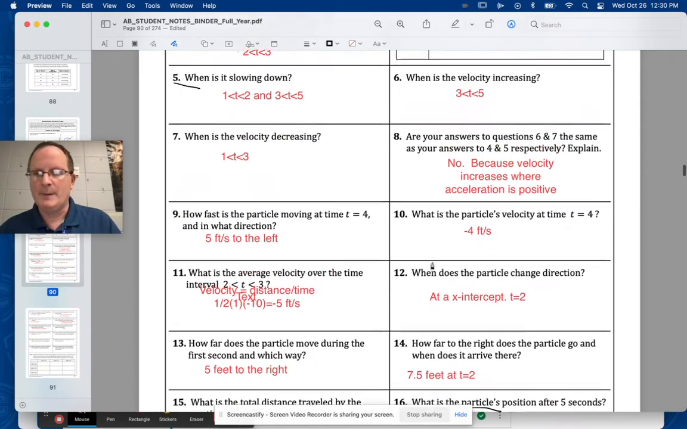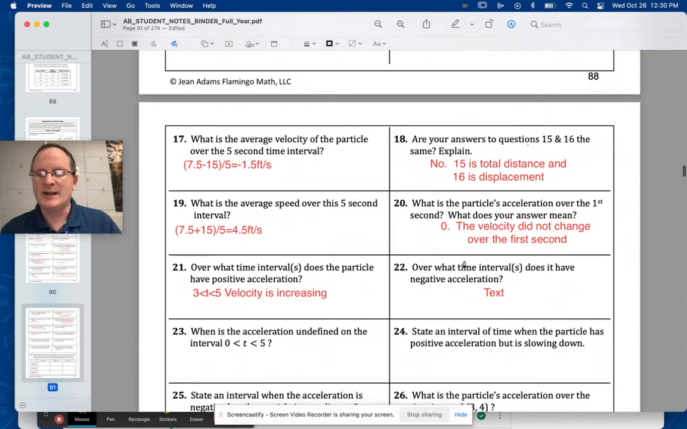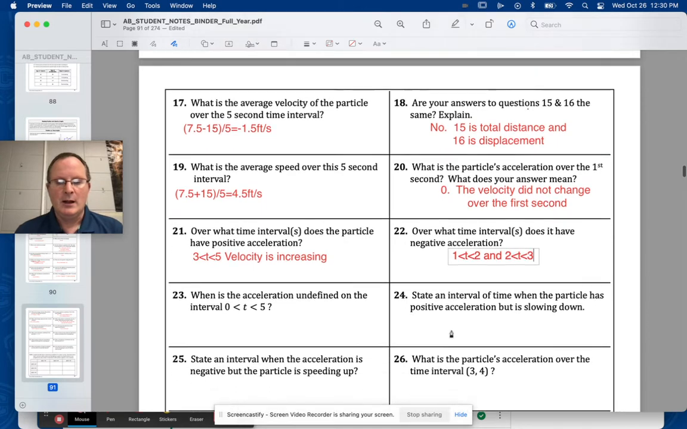So I already forgot. 1 to 2 and then 2 to 3, because there is a cusp in between. 1 to 2 and 2 to 3. Great. Good.